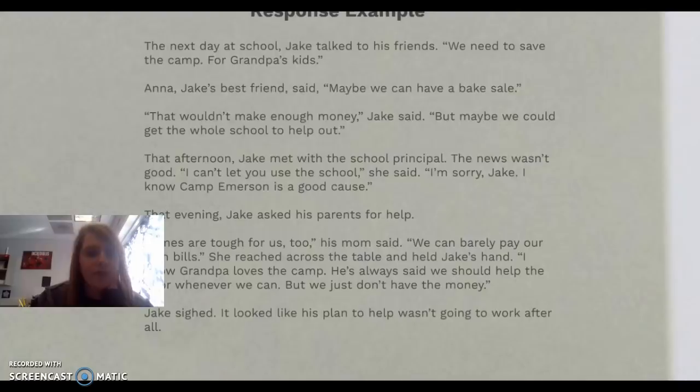Okay, so if you're back, you should have already read this page, the response. And in this page, we've learned that Jake is trying to figure out ways to raise money to keep the farm open. He's trying to help his grandpa. So this is the middle of the story. This is how he responded to the conflict. But unfortunately, his friend and his parents were not able to come through for him, and he's not sure how he's going to be able to help raise the money.